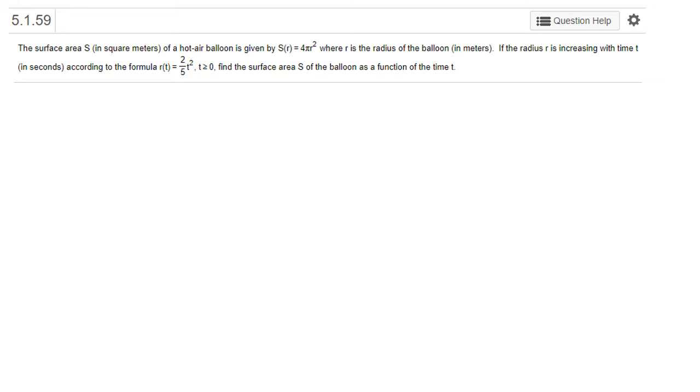So what we know how to do is we can find the surface area as a function of the radius, as given in the problem here. We can also find the radius as a function of time, as given here, which means as time progresses, I can determine the radius, and once I determine the radius, I can determine the surface area. So as time progresses, I can determine the surface area. This is exactly what compositions of functions are useful for.